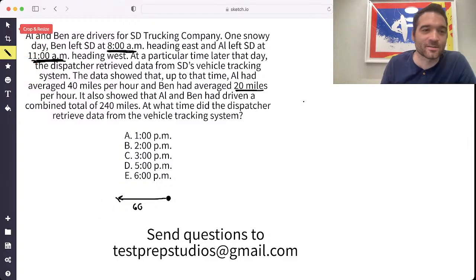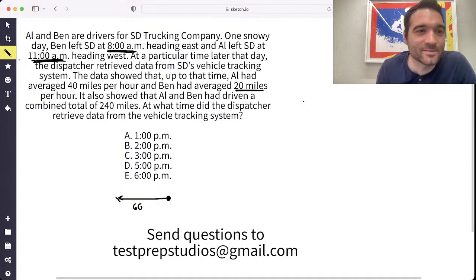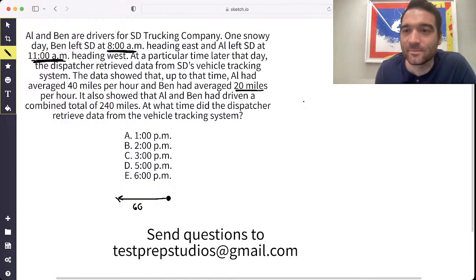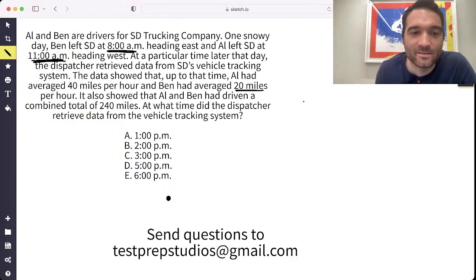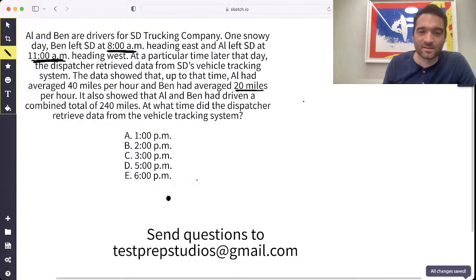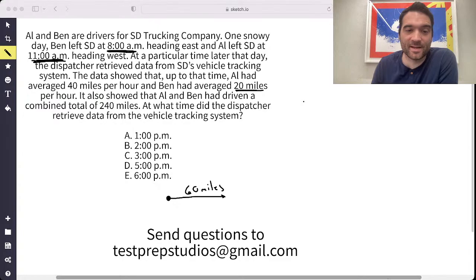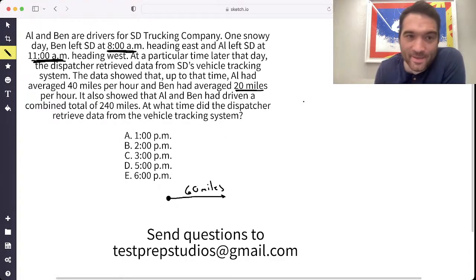We'll go in the other direction here. Easier way to do this is just that. So Ben is going east on his snowmobile, and he gets 60 miles before Al even starts moving, right? He gets 60 miles before Al even starts moving. Al leaves at 11 a.m. heading west. So at this point, Ben has traveled 60 miles, and now Al's going to start traveling.